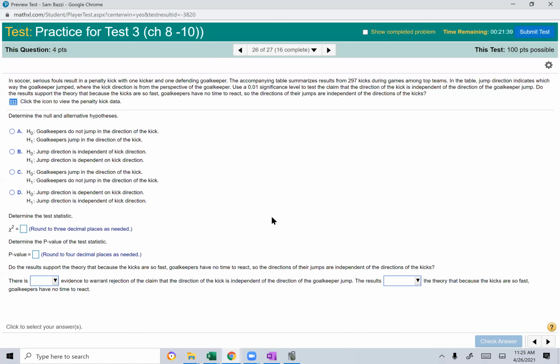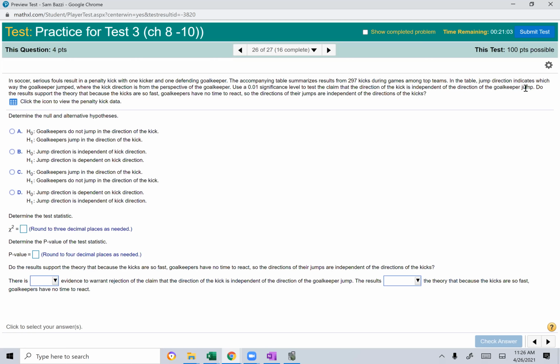Almost done. In soccer, serious fouls result in a penalty kick with one kicker and one defending goalkeeper. The accompanying table summarizes results from 297 kicks during games among top teams. In the table, jump direction indicates which way the goalkeeper jumped, where the kick direction is from the perspective of the goalkeeper. Use a 1% level to test the claim that the direction of the kick is independent of the direction of the goalkeeper jump.